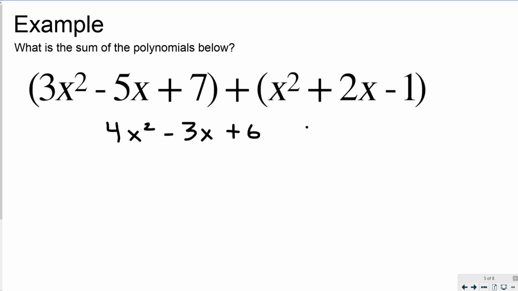However, I'm going to just classify that. This would be a quadratic since it's degree 2. And it's 3 terms, so it's a trinomial.